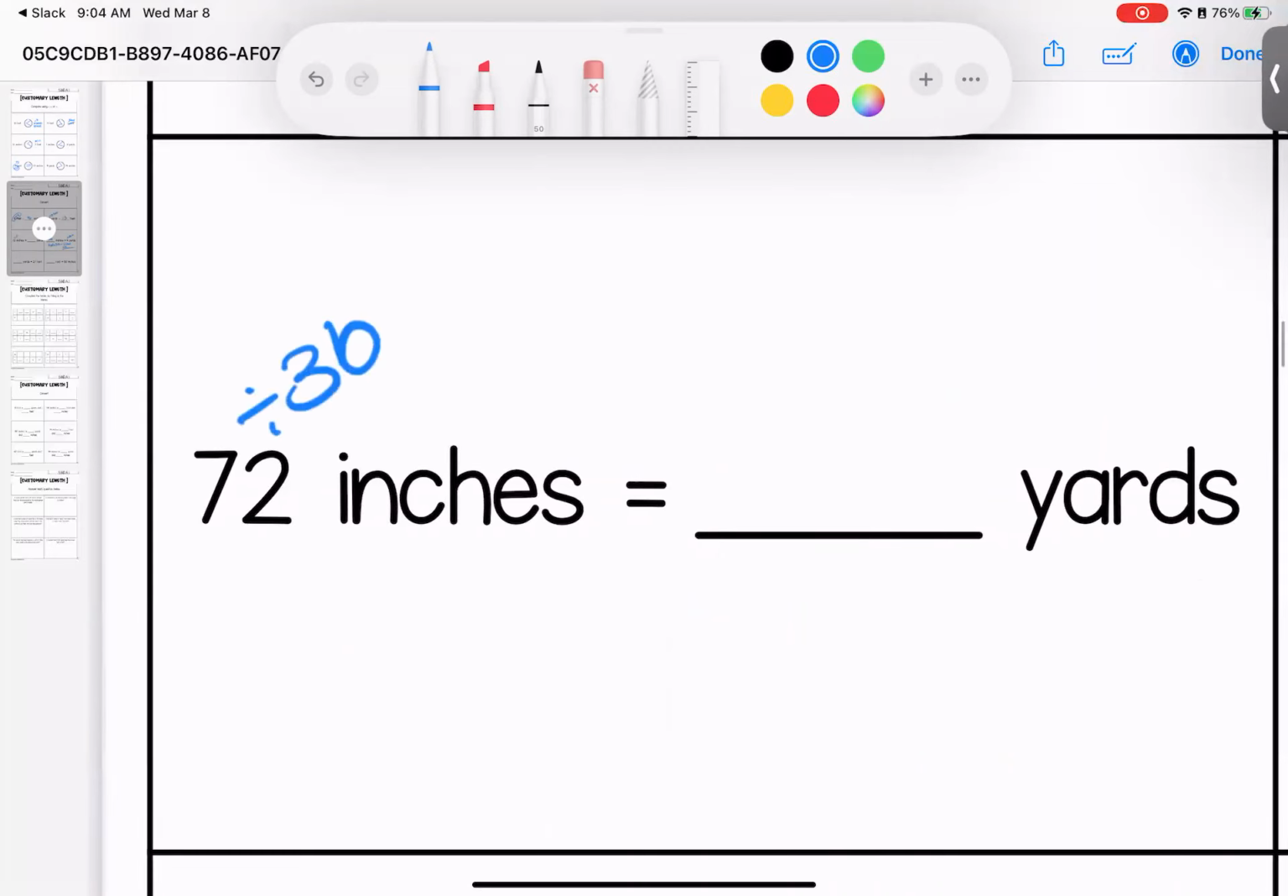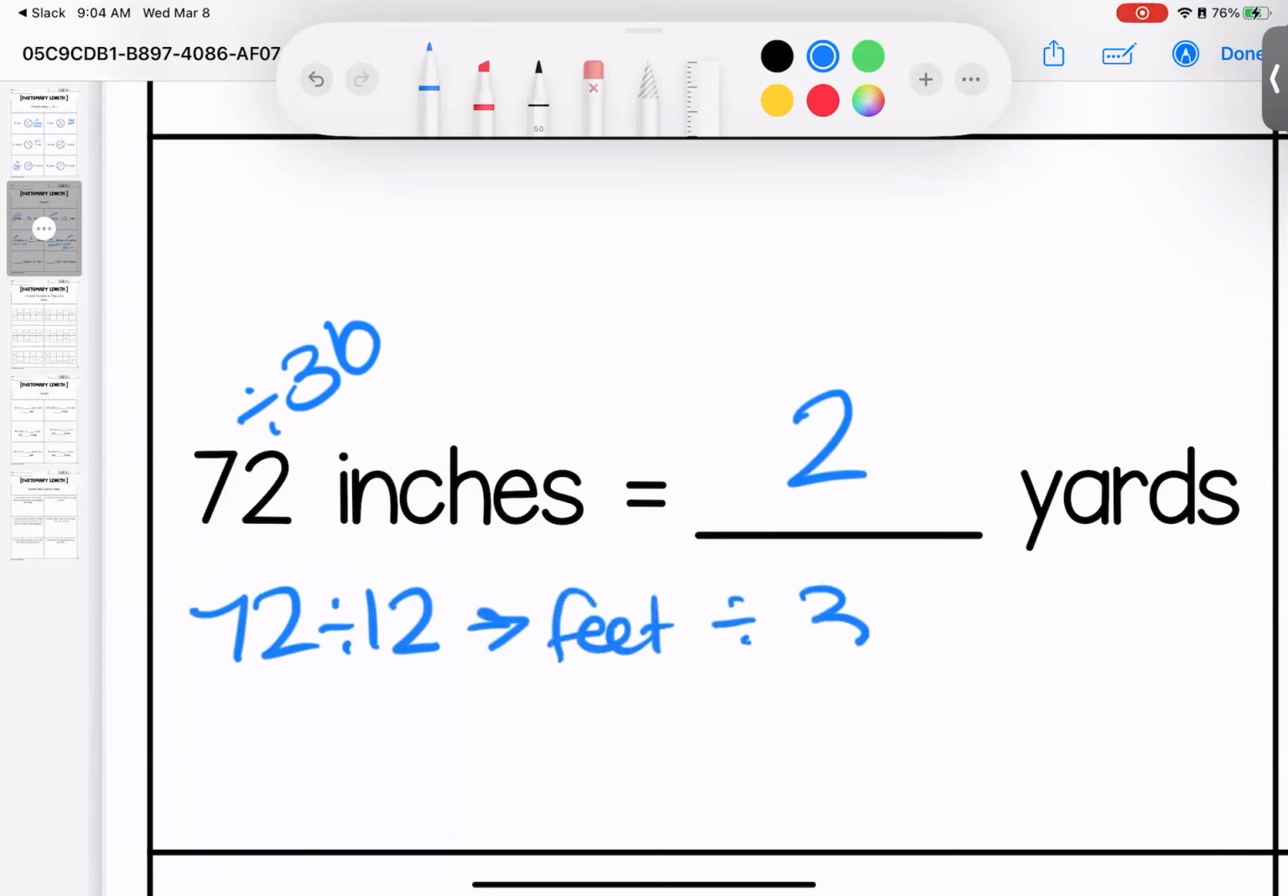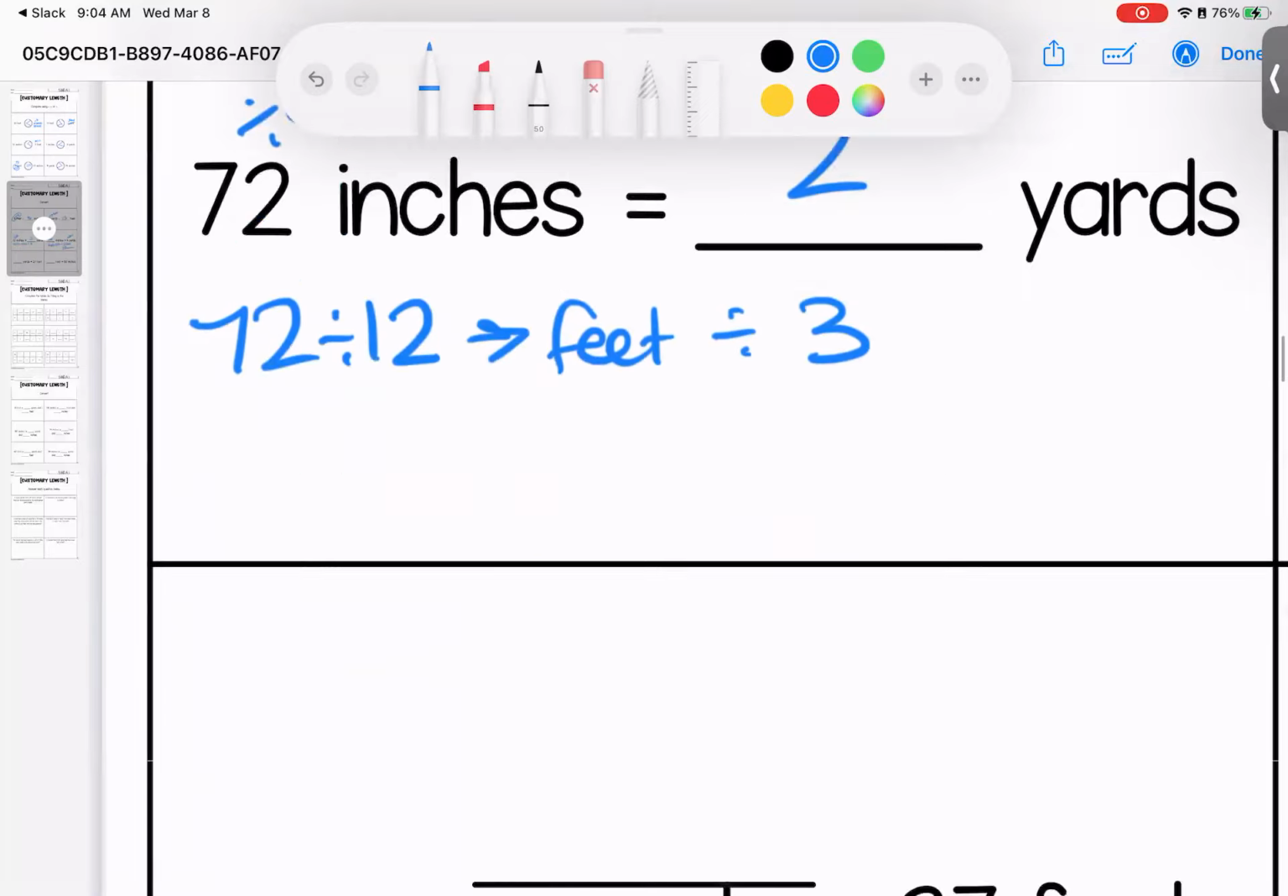All right, now 72 inches equals blank yards. There's 36 inches in a yard. So that would leave me 2. But again, if you weren't sure, you could do 72 divided by 12 to get feet. And then you could do feet divided by 3 to get your yards.